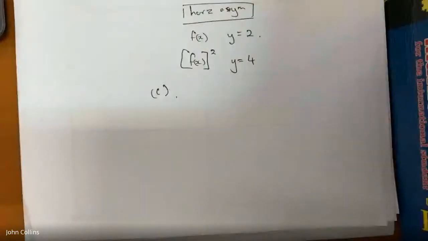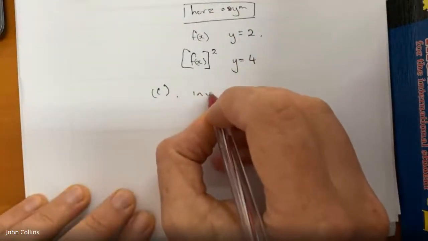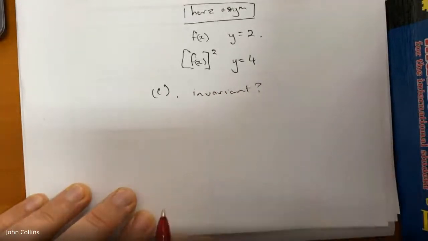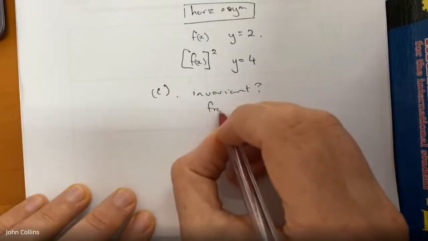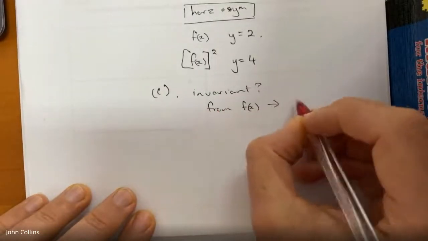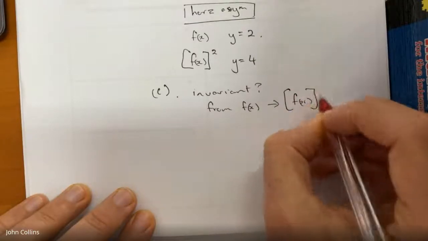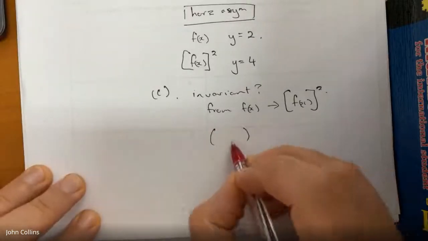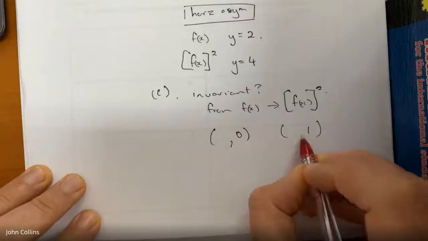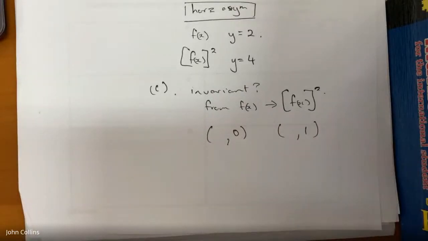Okay, part C. Which points are invariant? Which points are invariant from the original function to the function when it is squared? When y equals 0 or 1. Okay, so I need the point, I suppose. Can you tell me a point? So you're telling me half the point. So 0 and 1, that's a great start, but I do need the rest. How would I get the rest? Just plug in 0 or 1.